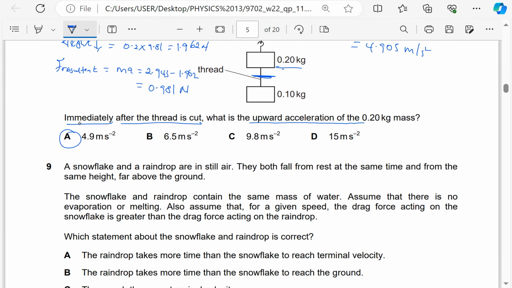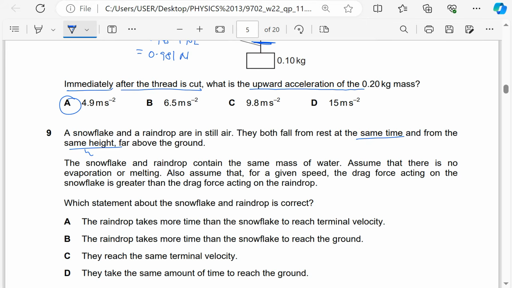A snowflake and a raindrop are in still air. They both fall from rest at the same time and from the same height. So H is the same and they're starting from the same time. The snowflake and the raindrop contain the same mass of water. So same mass of water. So they're saying mass is the same. Assume that there is no evaporation or melting.